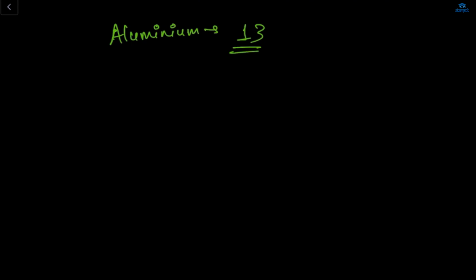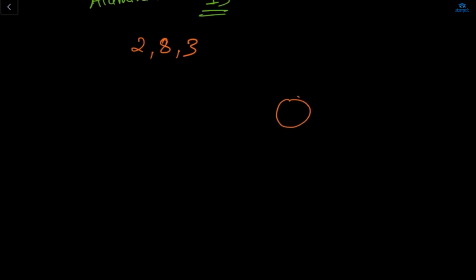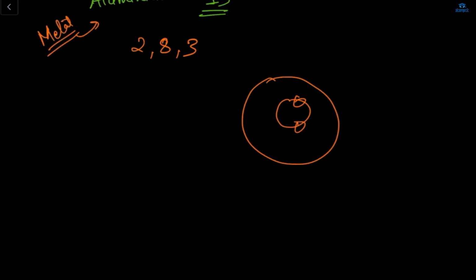So 13 means the electronic configuration will be 2, 8, and 3. Okay. Now let's make 2 in the first one. This is a metal. Is it a must that in the second shell it will be 8 electrons? It will be 8 only now.